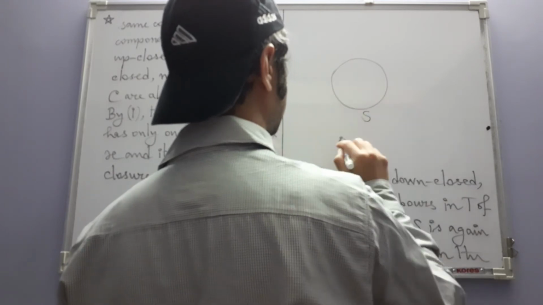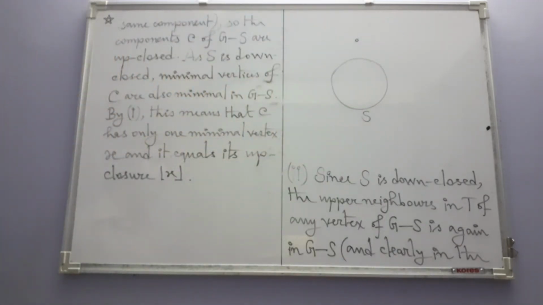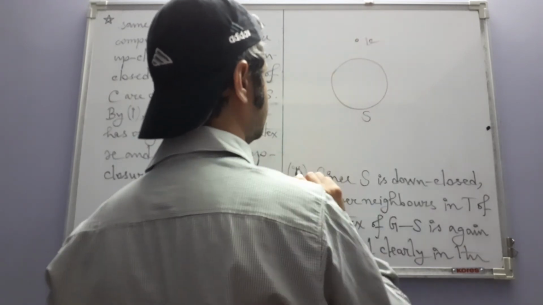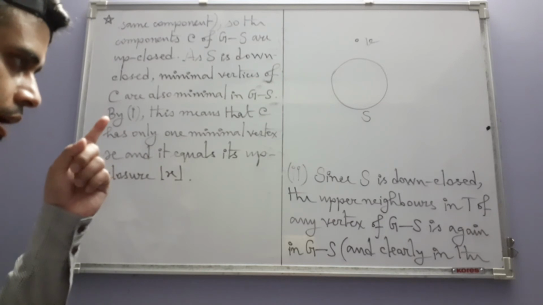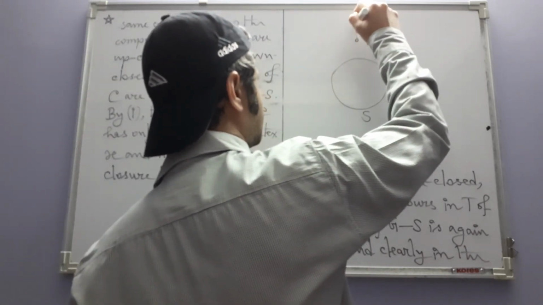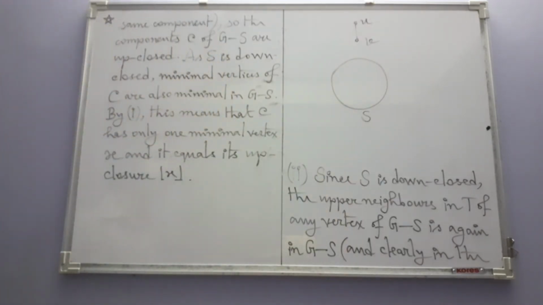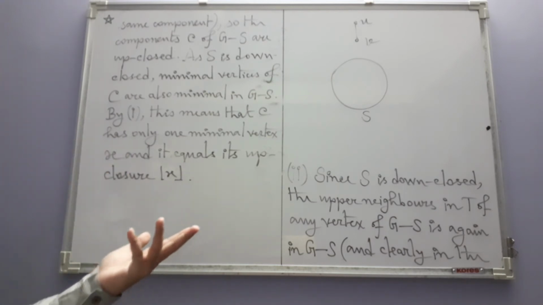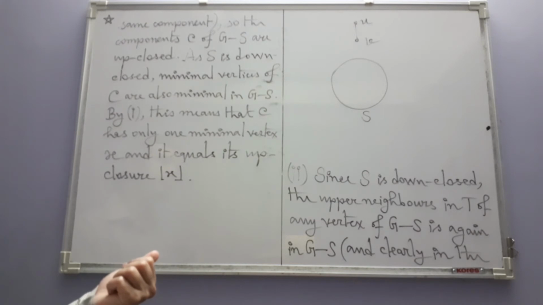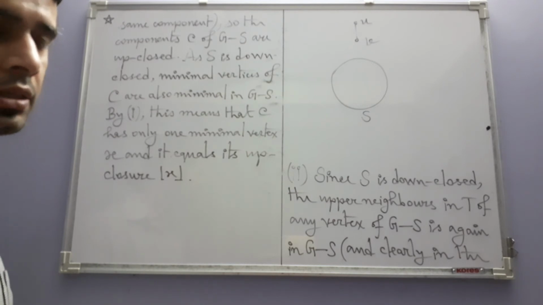So this is our S, and say we have a vertex in G minus S. Say that vertex is V. It is outside S. The upper neighbors in T of this V. So this is an upper neighbor, let us denote it by U. U is an upper neighbor of V. It is adjacent to V, and it is an upper neighbor because in the tree order T, it is greater than V, and it is in T. Okay, everything is in T because T is a spanning tree. There is nothing outside T in this case.